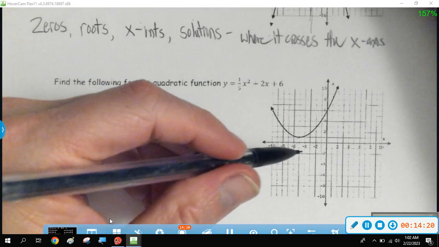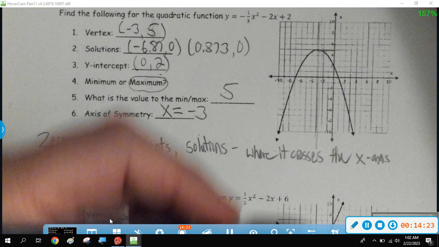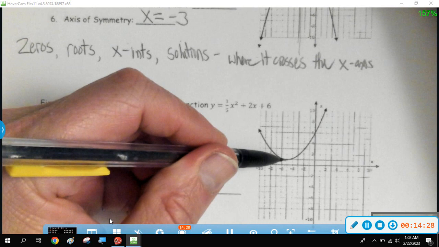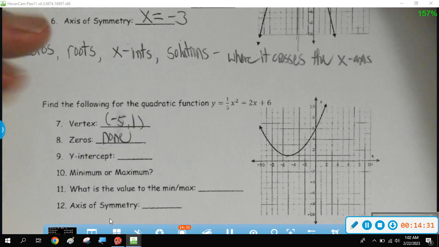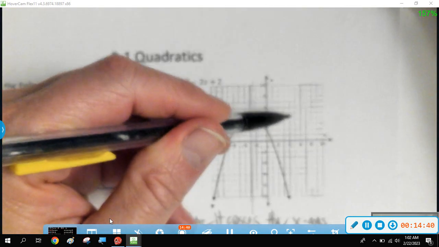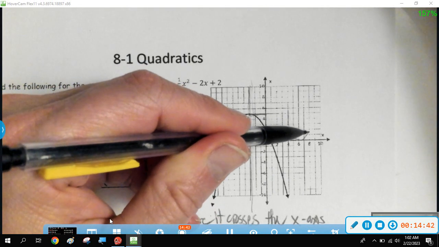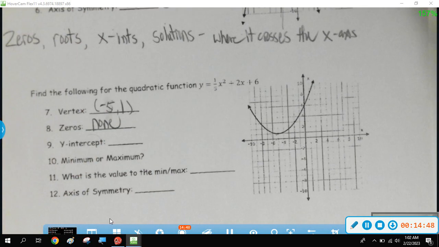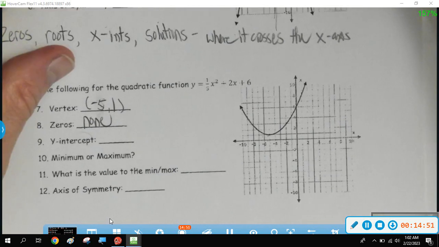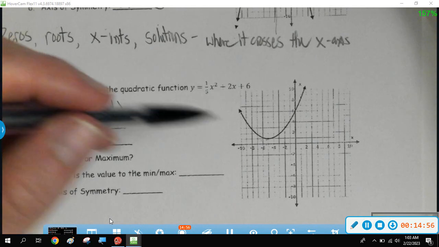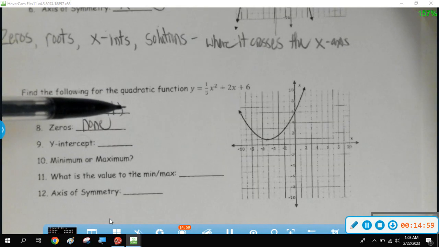Why not? Well, because the graph doesn't cross the x-axis. See, in the previous problem, it crossed it at 2 places. Here, it doesn't cross it at all. So when you're talking about the solutions or the zeros or the roots or the x-intercepts for a quadratic, there could be 2 of them if it crosses at 2 places. There could be 1 if the U-shape hits the x-axis at just 1 point. Or, in this case, it could be none. There could be 0 solutions. So when we're talking about zeros in solutions, there could be 2, 1, or none. In this case, it's none, because the graph doesn't cross the x-axis anywhere.